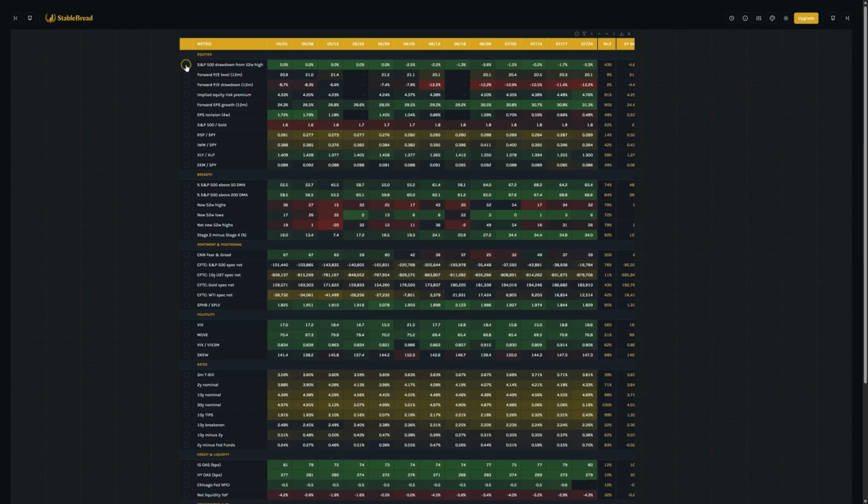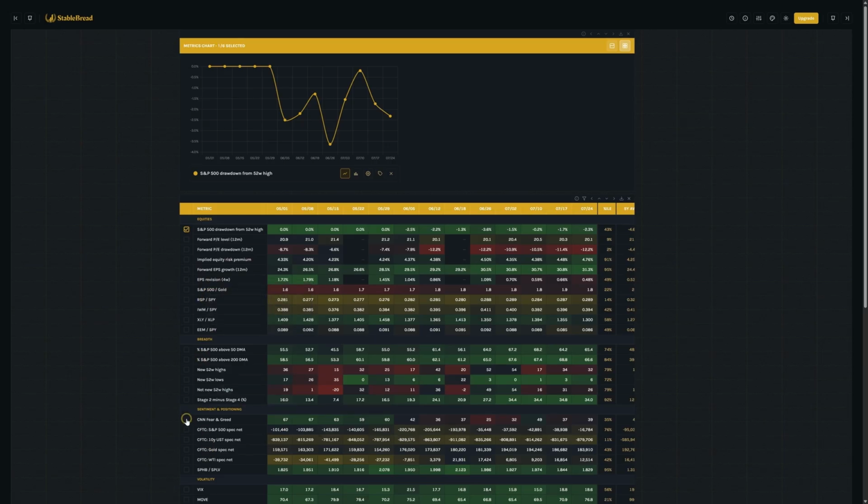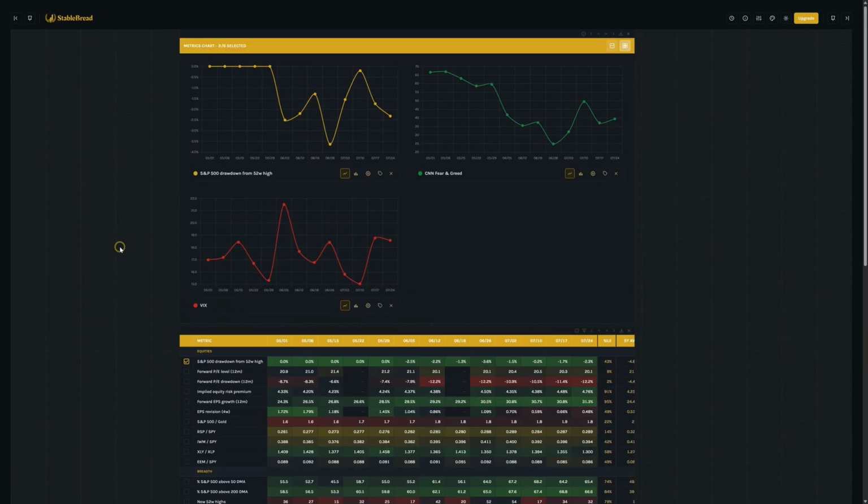I would read this compared to the VIX and the fear and greed reading further down. So I would compare this against the CNN fear and greed, and then also the volatility index, because the fear should be rising as the drawdown gets worse, or even sometimes as the market continues to climb higher.